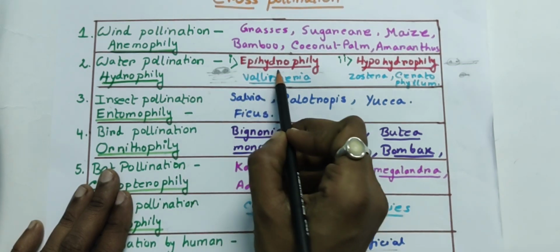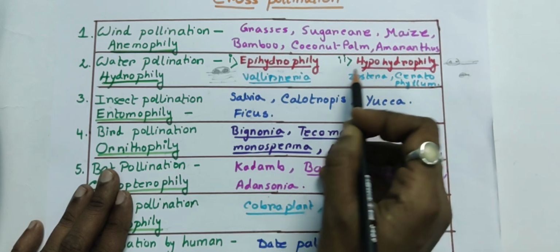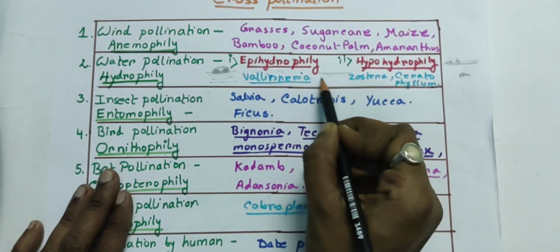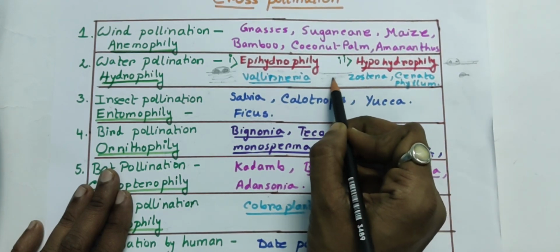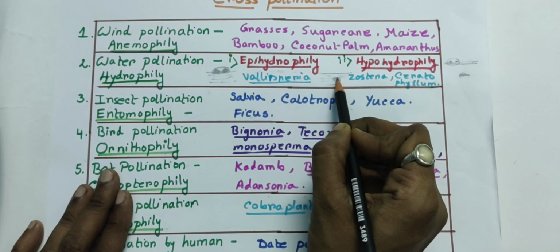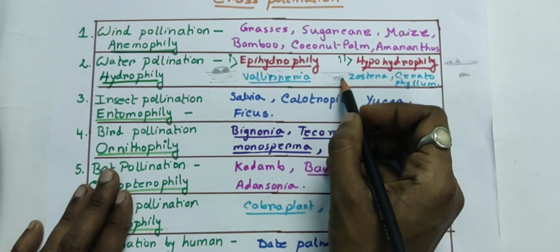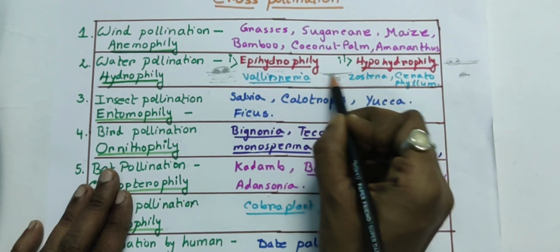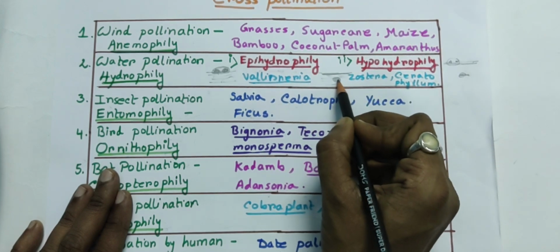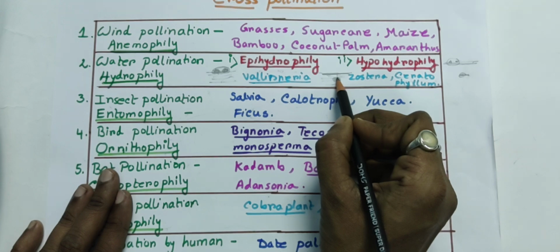That is epihydrophily. And hypohydrophily. In case of hypohydrophily, the pollination is occurring under the water. This kind of pollination we can find in case of submerged plants. Okay, so this is the surface and the pollination is occurring here, under the surface.